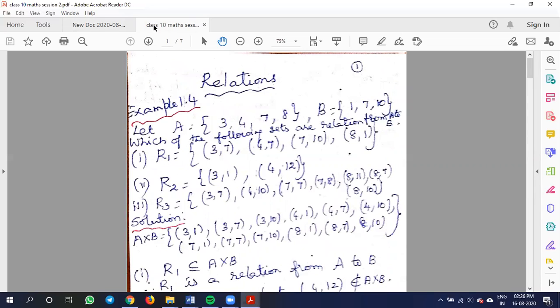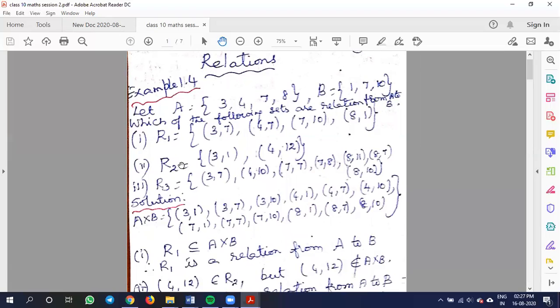Then straight away we'll go to the example sums. Turn to page number 8 in the book, example 1.4. Let A equal {3, 4, 7, 8} and B equal {1, 7, 10}. Then which of the following sets are relations from A to B? First is given as R1, the second sum is R2, and R3 is given. That is the sum I wrote.